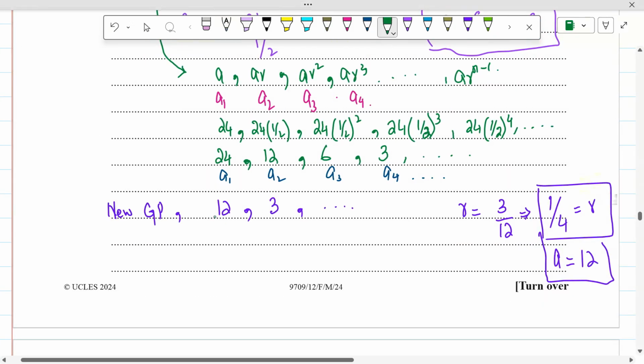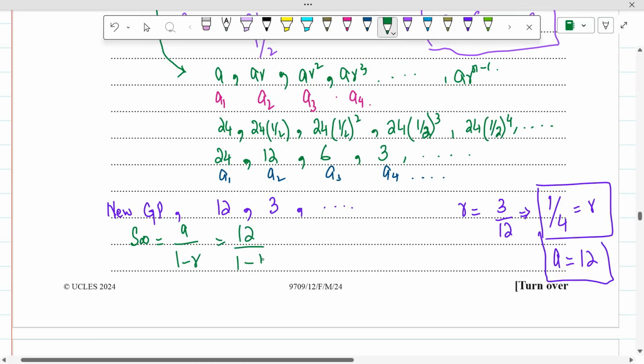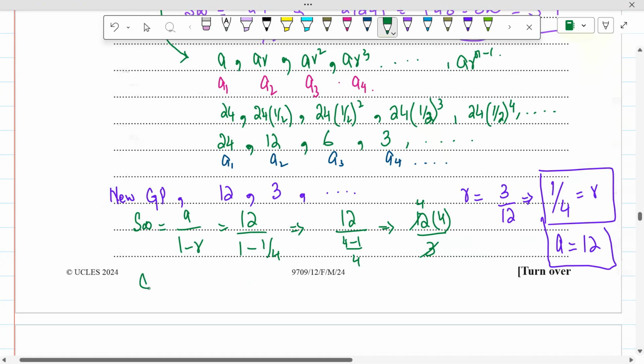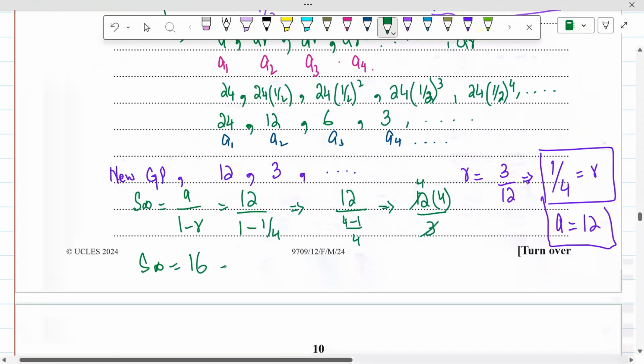So we will apply the sum to infinity formula for this geometric progression. The sum to infinity formula is a over 1 minus r, and in this case it is 12 over 1 minus 1 over 4. Taking LCM 4, it will be 4 minus 1 over 4, so this is equal to 12 times 4 over 3, which is equal to 16. So the sum to infinity in this case is 16, and we denote it by SE. So this one is SE.